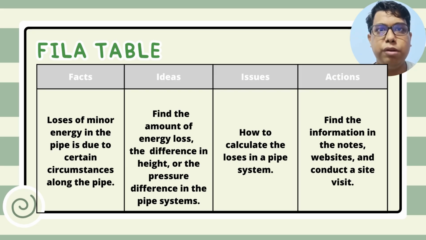This is our filler table for our project. Fact: loss of minor energy in the pipe is due to certain circumstances along the pipe. Ideas: find the amount of energy lost, the difference in height or the pressure difference in the pipe system. Issues: how to calculate the losses in a pipe system. Action: find the information and the notes, website, and conduct site visit.